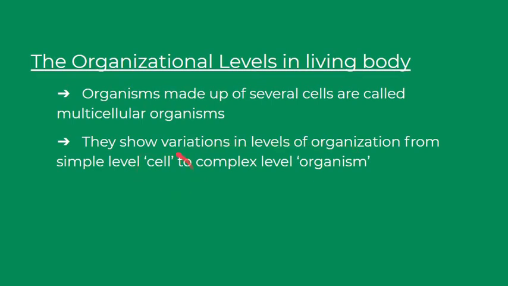The first level starts with a cell and it is the simplest level. The last one is organism and it is the most complex level. This is somewhat similar to a game. Even in our own body, we have levels. So, cell is level 1. Organism is the final level. It's something like that. Okay guys, so moving on.